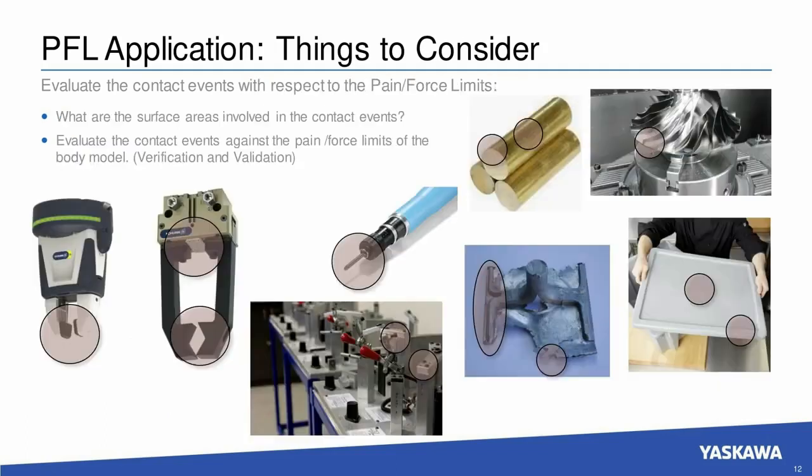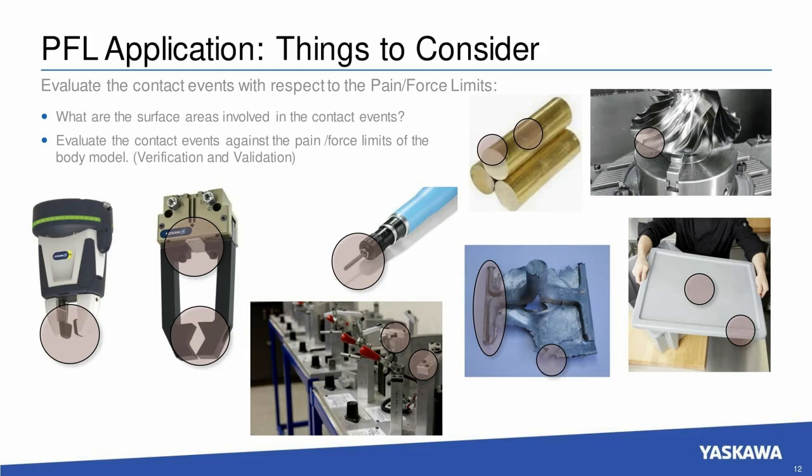Okay, so some more things to consider here. We need to evaluate the contact events with respect to the pain force limits, and those limits are found in TS 15066. But what are the surface areas involved in the contact? You can see that some of these contact areas are quite large, others are quite small. And remember what I said, during a contact situation, we have to stay within those pain force threshold limits.